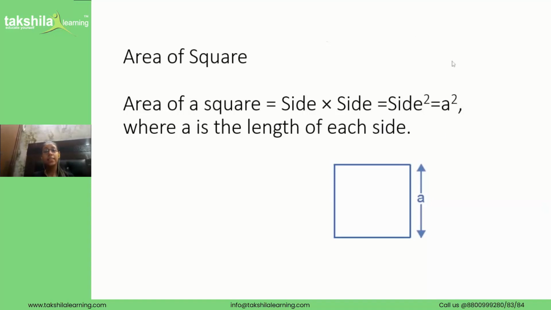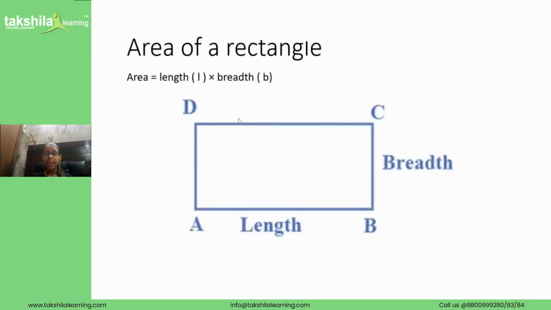Area of a rectangle. As I just told you, a rectangle has a length and a breadth. So to take out the area of a rectangle, we have to do length into breadth, which is L into B. Or we can also say this as L into W, which is length into width, because breadth and width mean the same.